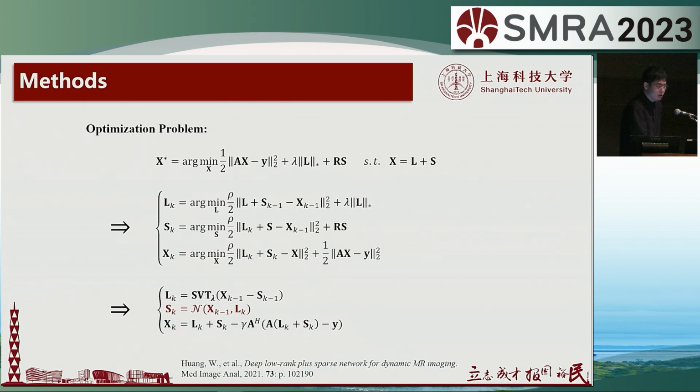Here, our method focuses on solving the following low-rank plus sparse optimization problem, which holds that the 4D flow data can be represented as a low-rank component plus a sparse component. And this problem can be decomposed into 3 subproblems. For the low-rank subproblem, singular value thresholding is applied. For the sparse subproblem, a convolutional neural network was used to directly give an approximate solution.